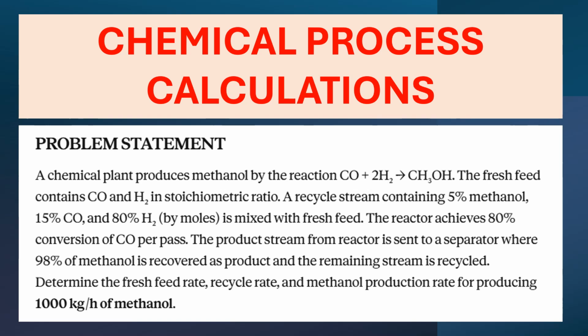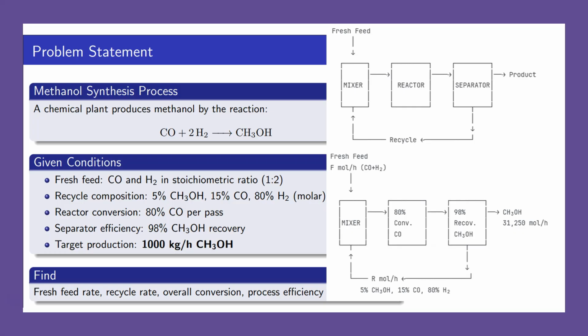The reactor achieves 80% conversion of carbon monoxide per pass. The product stream from the reactor is sent to a separator where 98% of methanol is recovered as product and the remaining stream is recycled. Determine the fresh feed rate, recycle rate and methanol production rate for producing 1000 kg per hour of methanol. Now in that slide the flowchart is already given.